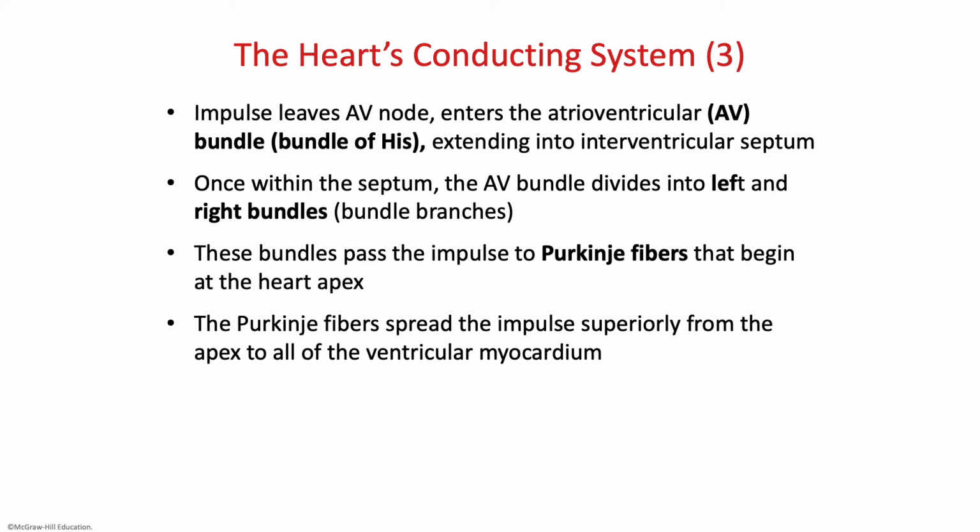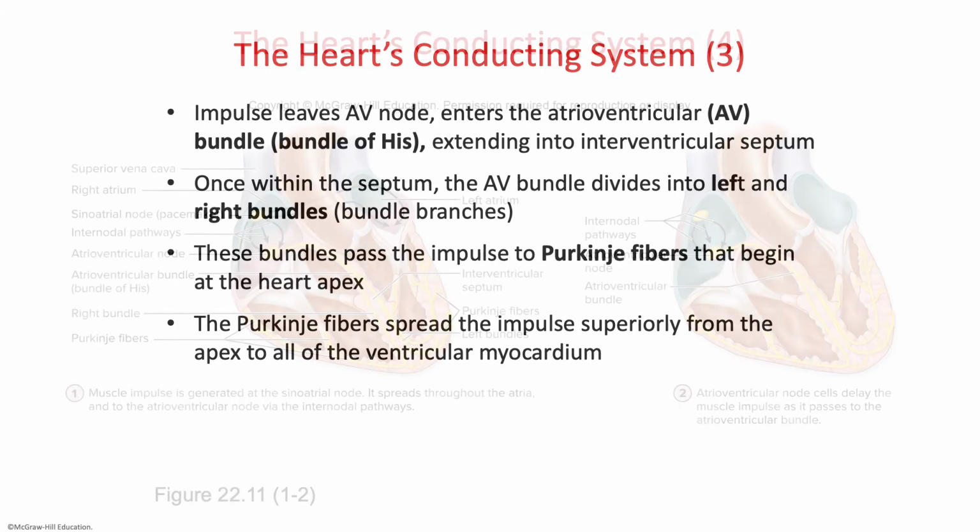And these bundle branches pass the impulse to the Purkinje fibers that begin at the heart apex. These Purkinje fibers will eventually extend superiorly from the apex to all of the cardiac cells in the ventricular myocardium. And the myocardium, again, are the cardiac muscle cells that will cause muscle contraction of the ventricles.